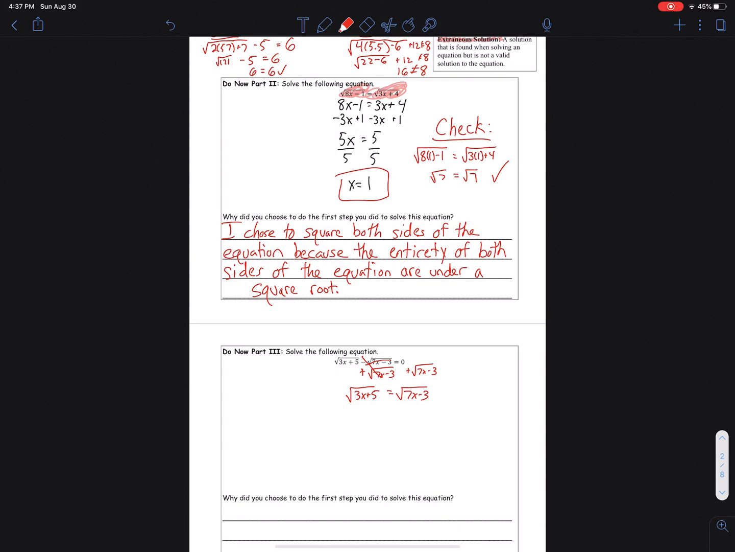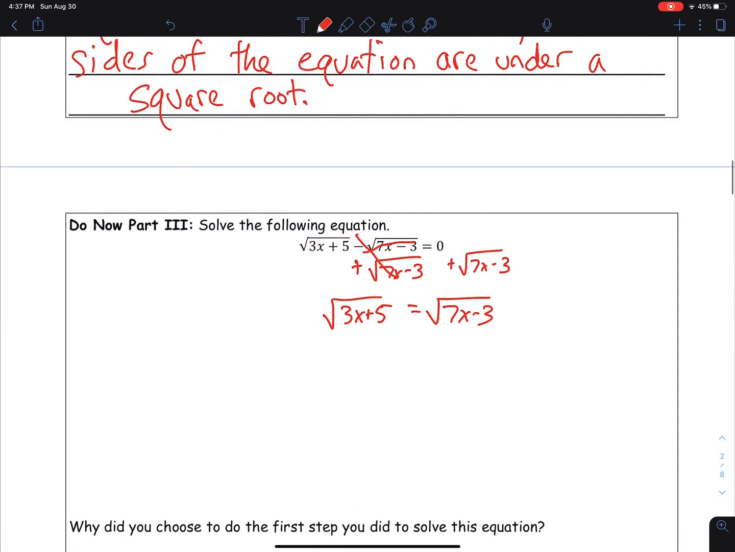And what did we do to solve that? Well, we just squared both sides. So that's what we're going to want to do here. Once we square both sides, the square roots, both of them, will cancel. And we're left with, on the left side, 3x plus 5, and on the right side, 7x minus 3. And we could solve it from here.